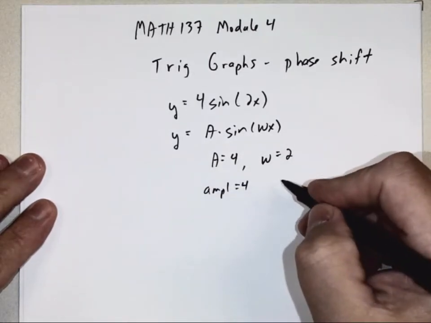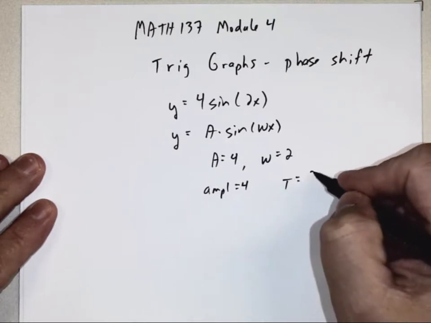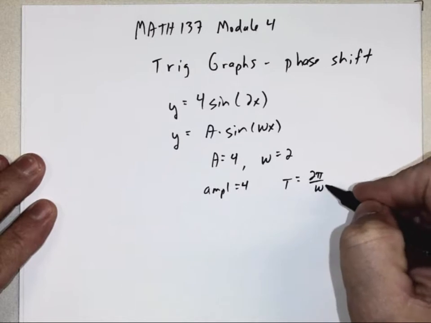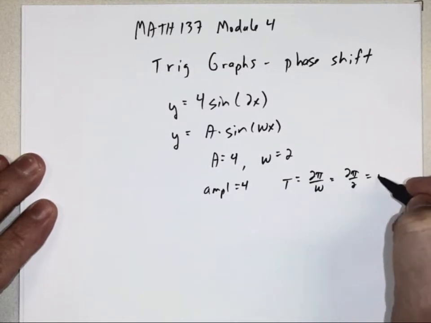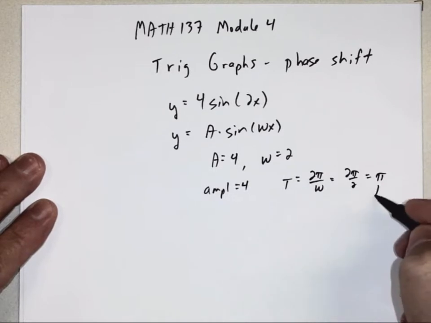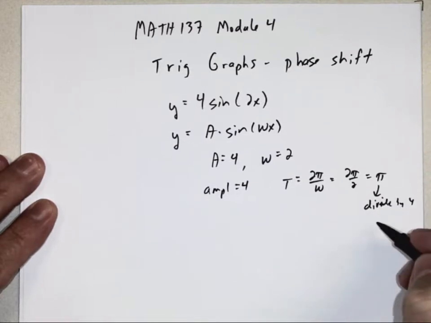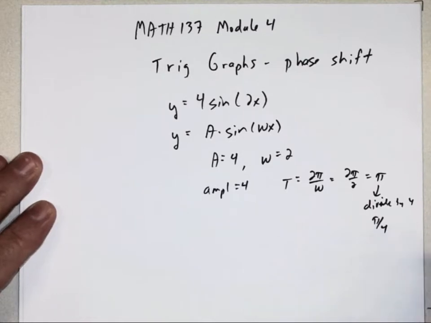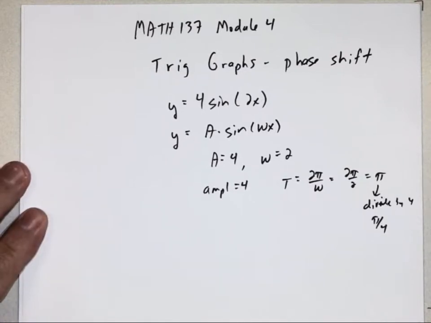From the omega we can calculate the period. So 2 pi over 2. Period's pi, and remember we always divide by 4. So when we get ready to graph, we know every pi over 4 is a major spot. And now we have pretty much what we need.